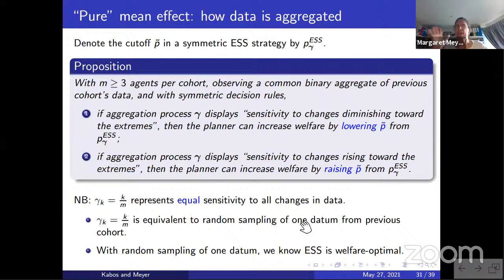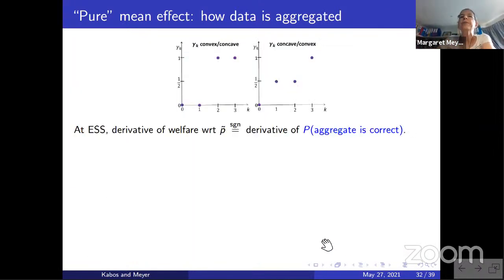Yes, thank you. So this linear aggregation process is one in which the ESS is welfare optimal, and depending on which side of it we're on, we're going to get the welfare improving adjustment being either to lower or raise the cutoff. Okay, so let's interpret this. At the equilibrium steady state, the derivative of welfare with respect to the cutoff has the sign of the derivative with respect to the cutoff of the probability that the aggregate is correct, okay?